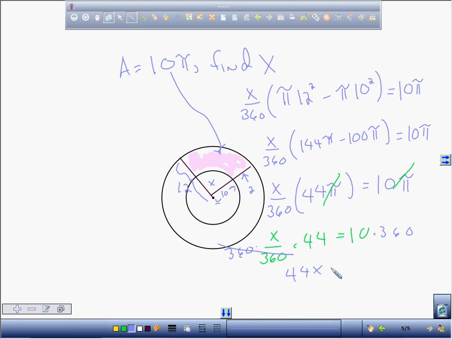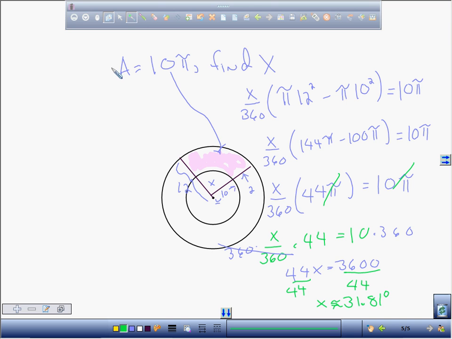44x equals 3,600. Divide by 44. Anyone got a calculator that could do that for me? 3,600 divided by 44, what do you get? 81.81. For some reason I thought I made a problem that came out even. So x is about equal to 81.81. Not exactly, but about. Okay? And that's how you do something like that. That's a hard problem. So they do get a little more complex like that.